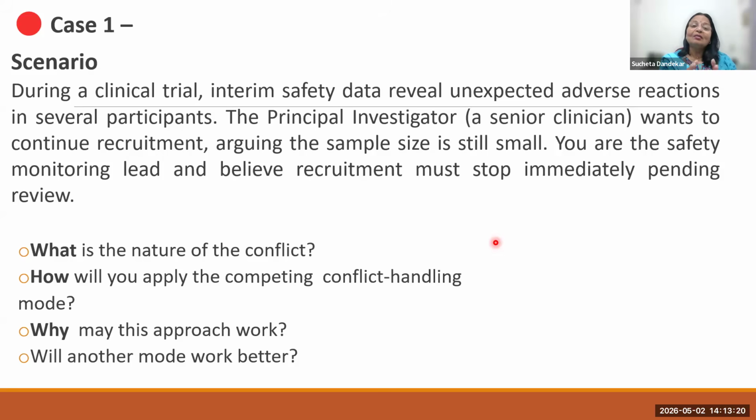What I'm trying to show with all these scenarios is that we have to realize that many situations could be such that one kind of mode may not work completely. We need to think of one or two modes that can work in situations. But in this case, since it is an adverse reaction, it could have problems. Yes, Mohammed, go ahead.